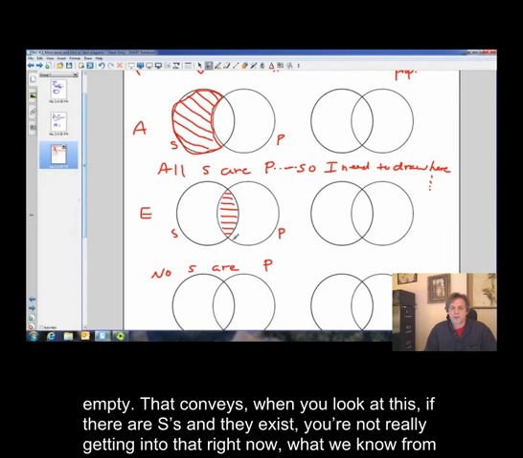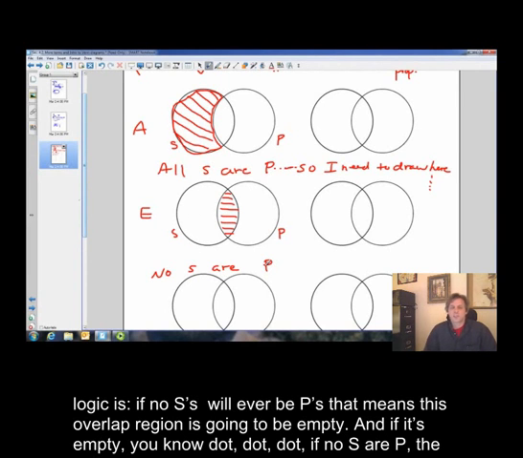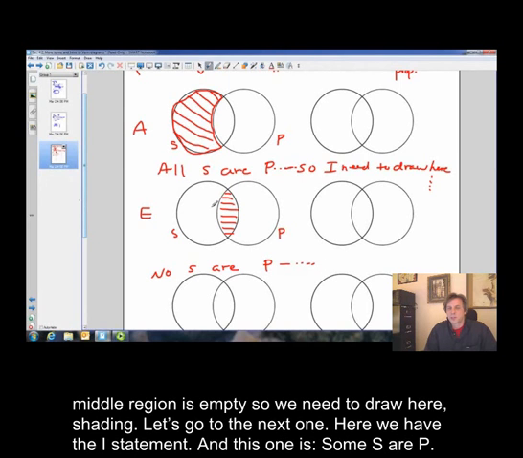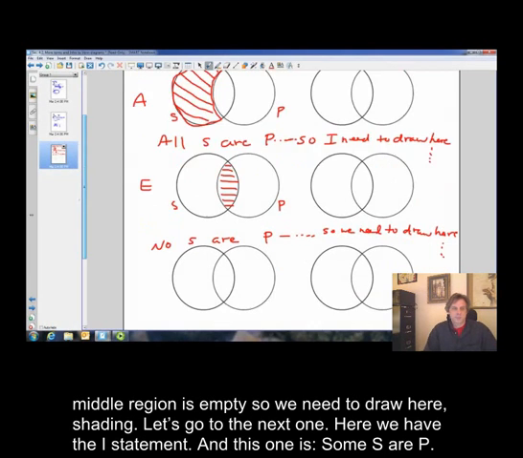That conveys, when you look at this, if there are S's and they exist, you're not really getting into that right now. What we know from logic is, if no S's will ever be P's, that means this overlap region is going to be empty. And if it's empty, if no S are P, the middle region is empty. So we need to draw shading here. Okay? All right, let's go to the next one.